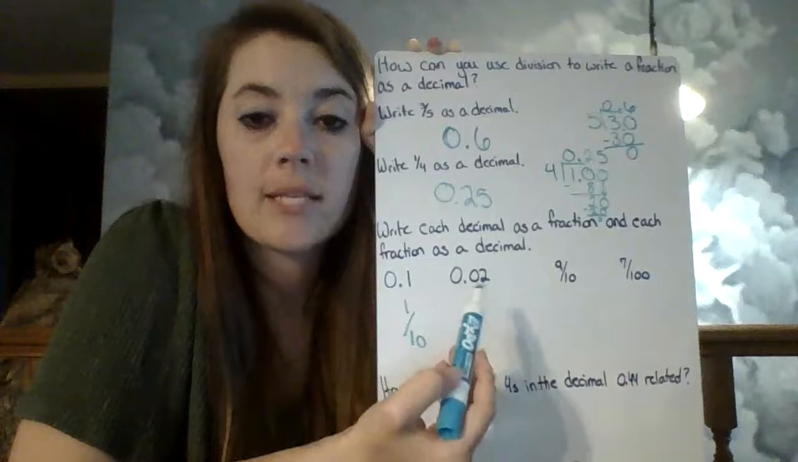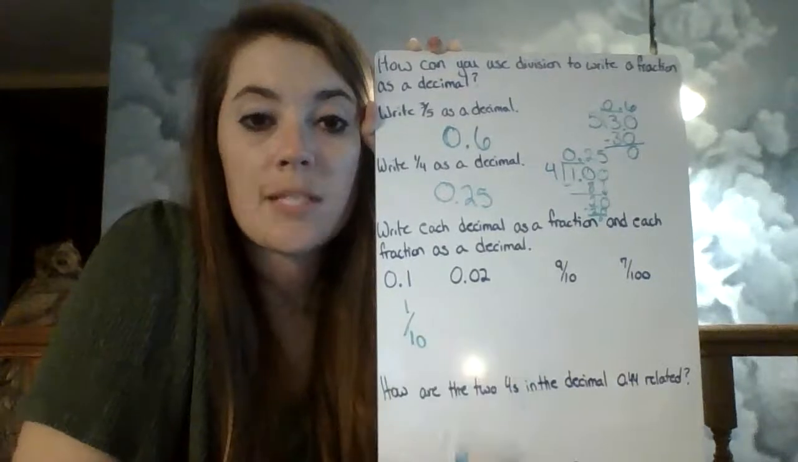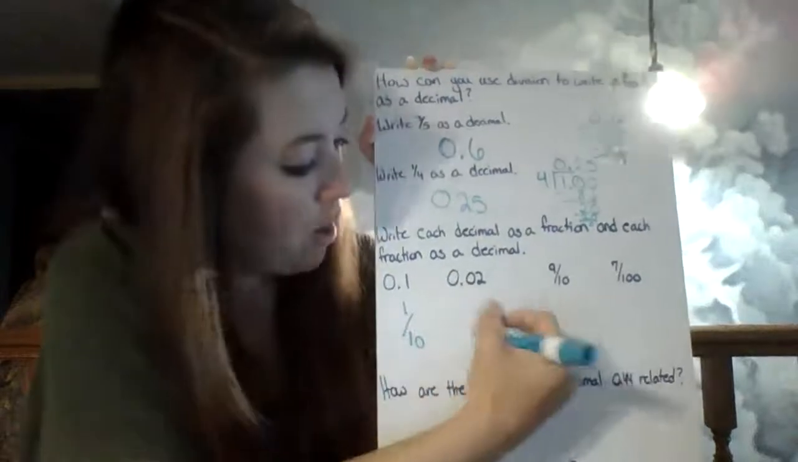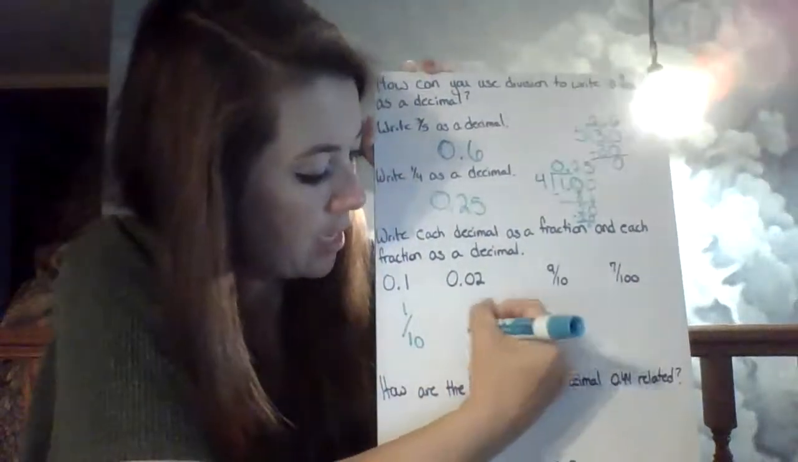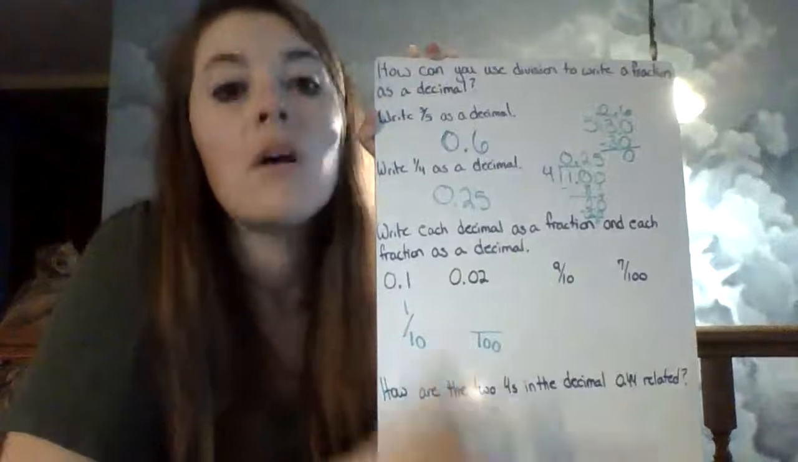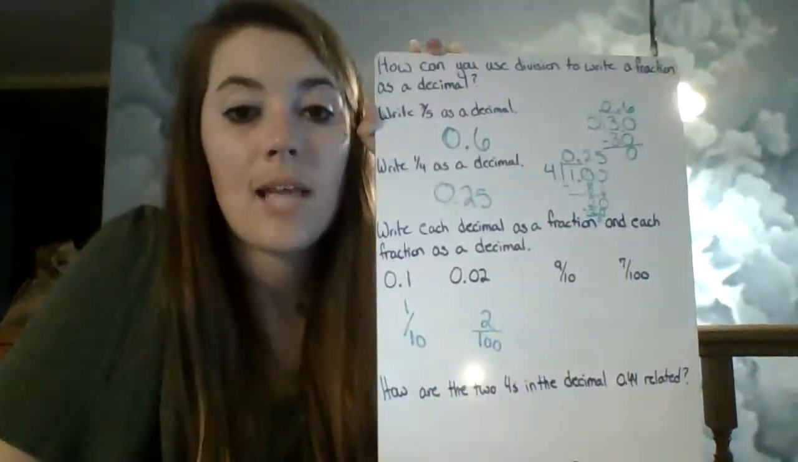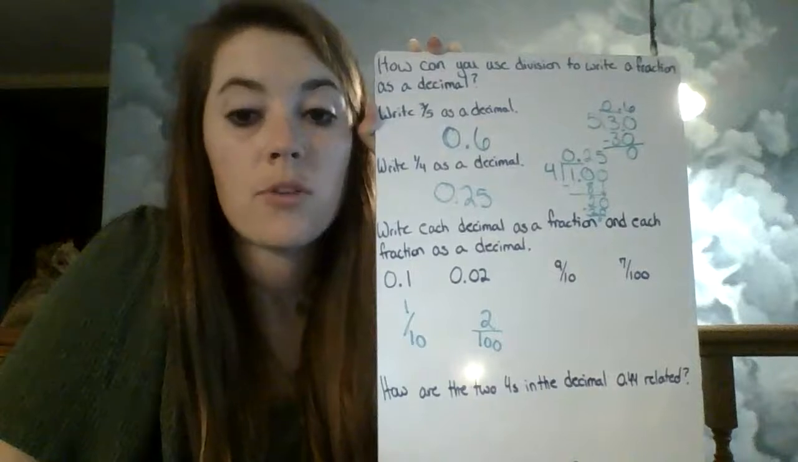We have 0.02. We're 2 places after the decimal, so that means we're in the hundredths. So we know it's going to be out of 100. And how many do we have? We have 2. So it's 2 hundredths. And that's exactly how we'd say that decimal as well: 2 hundredths.